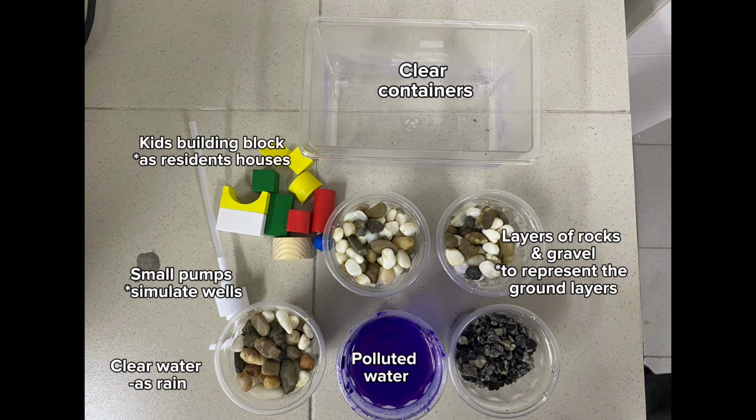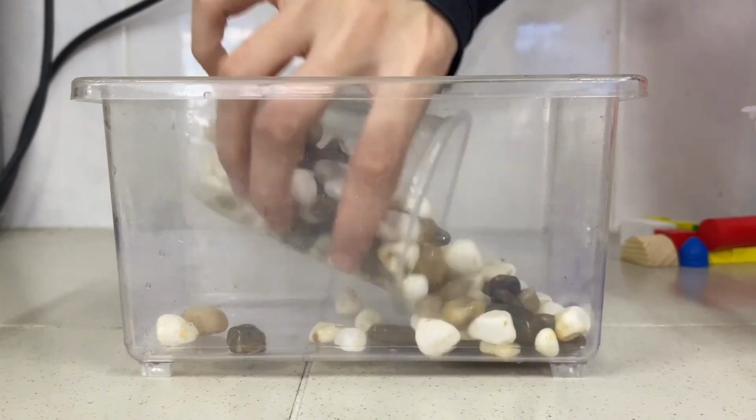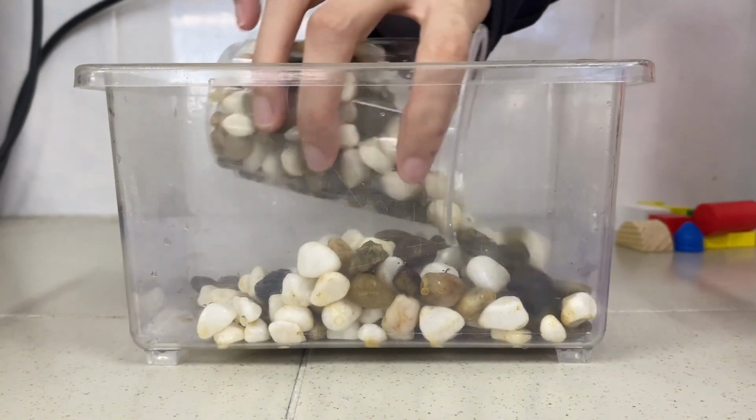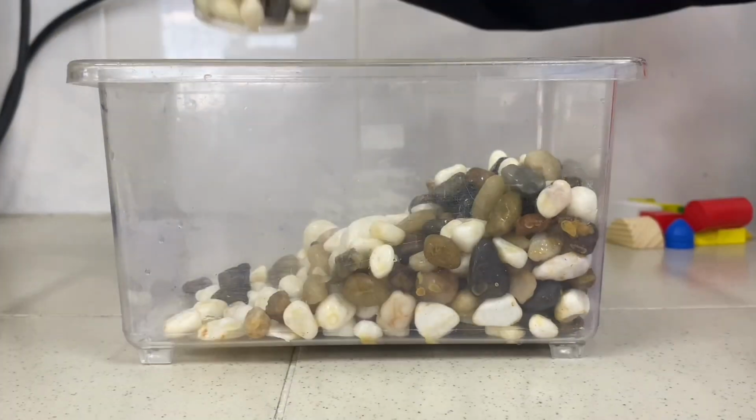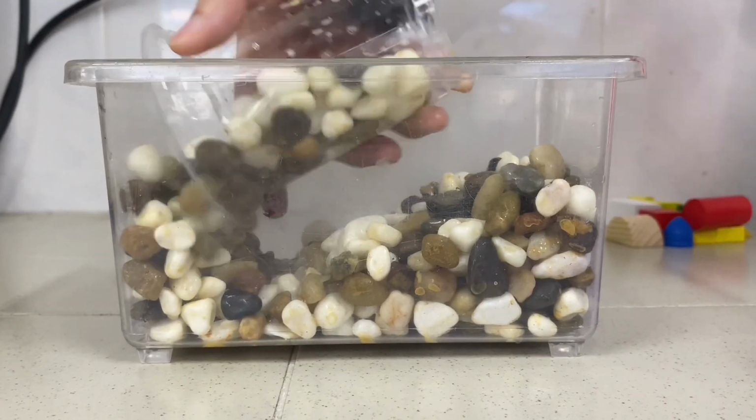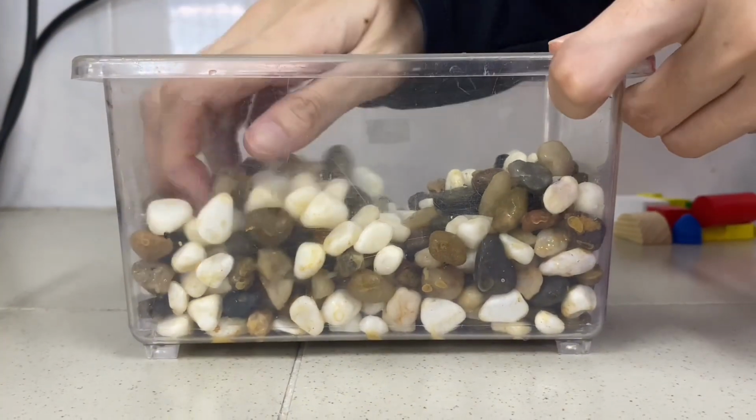We also use water, the most important one. We use two types of water. First is the clear water to represent rain, and lastly we have a dark blue one which represents the polluted water. First, we put rocks and gravel to build the top layer of our aquifer model. Our aquifer model is actually a simplified version of the real thing.